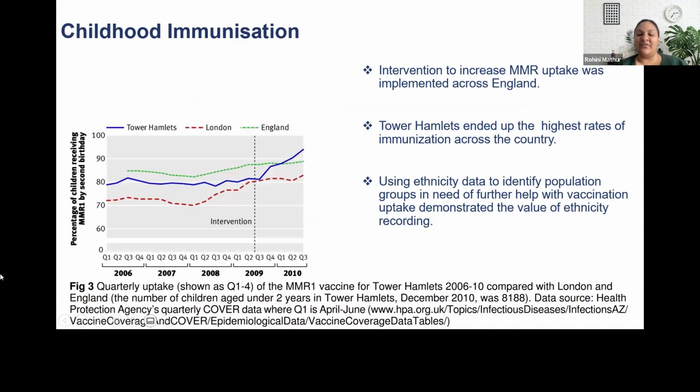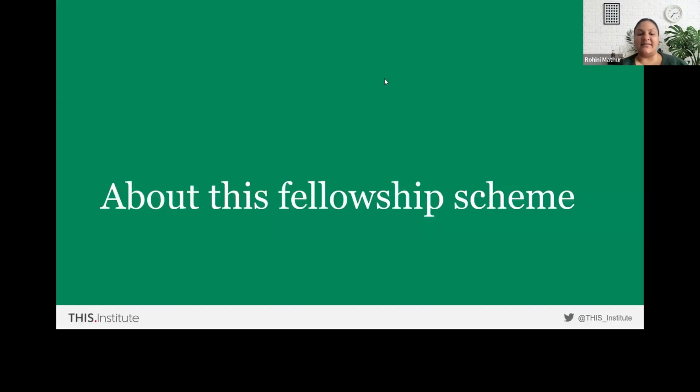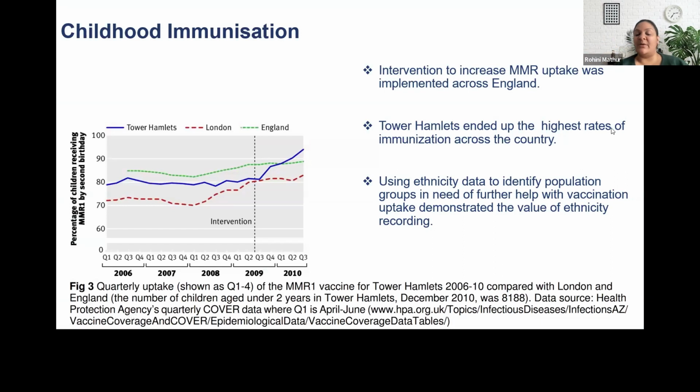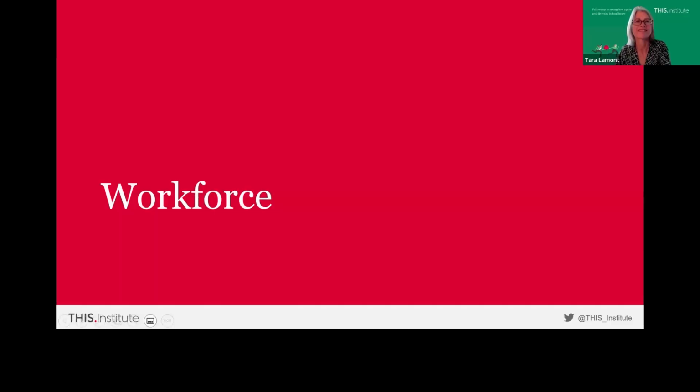And we can see that after the intervention, the uptake of immunization was fastest in Tower Hamlets and exceeded the national average. And so this work really just demonstrated the value of having ethnicity data to uncover inequalities, to design interventions, and to achieve healthcare quality improvement, which benefited both the local community, but also on a national level as well. So thank you so much.